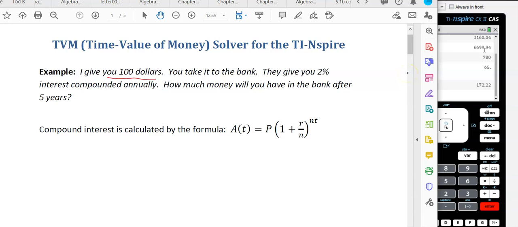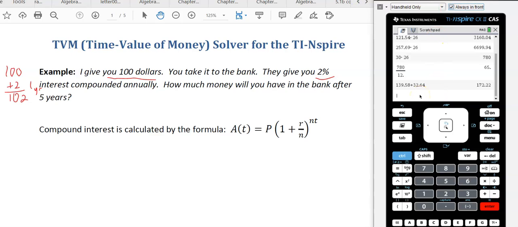So let's say you put $100 in the bank, right? So $100, and after no time, that's how much you have in the bank. And they give you 2% interest a year. So after 1 year, you're going to have two more dollars. You're going to have $102, right? Because you got 2% interest. The magic of compound interest is what happens after 1 year.